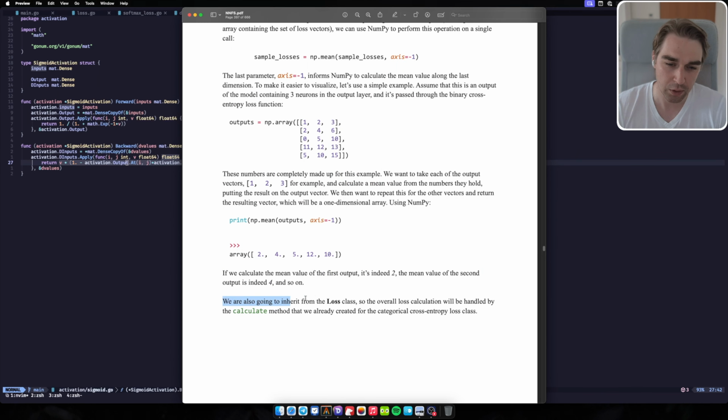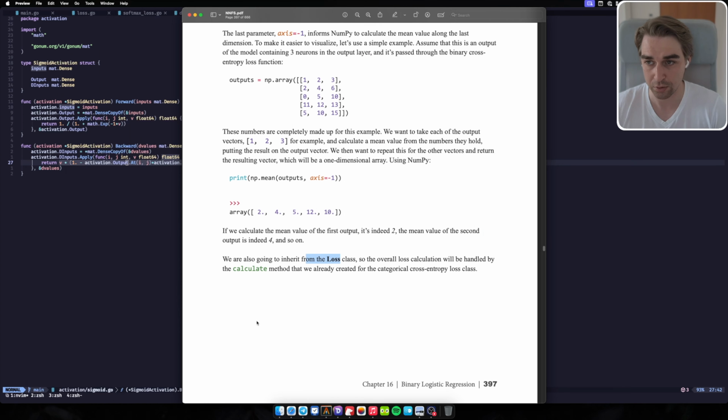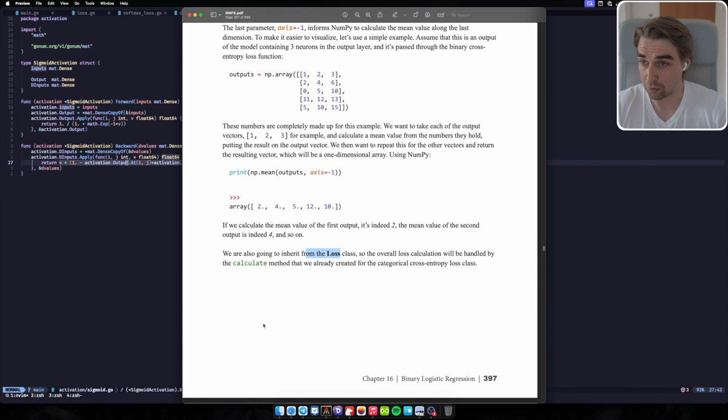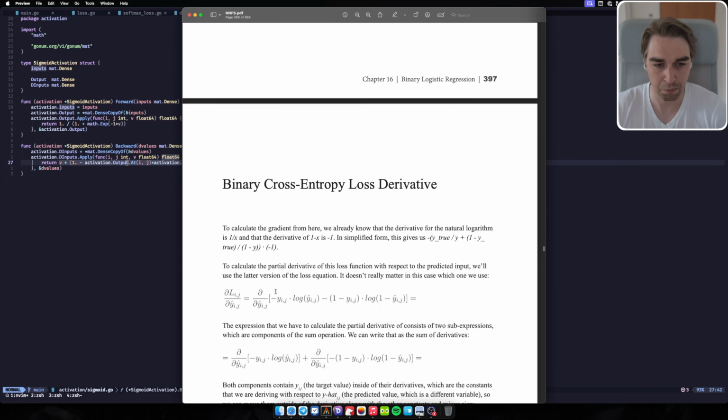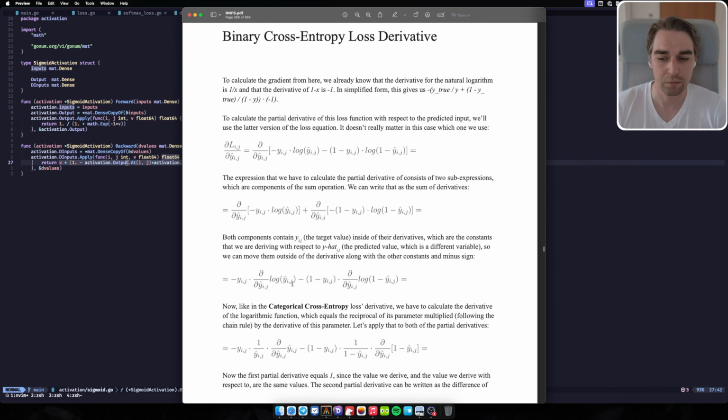We're also going to inherit from the loss class, so the overall loss calculation will be handled by the calculate method that we already created for the categorical cross-entropy loss class. Well, I don't have the inheritance here, so I'll probably just copy-paste it. And that's it for now. Then I will make it better, but let's see how it goes today.